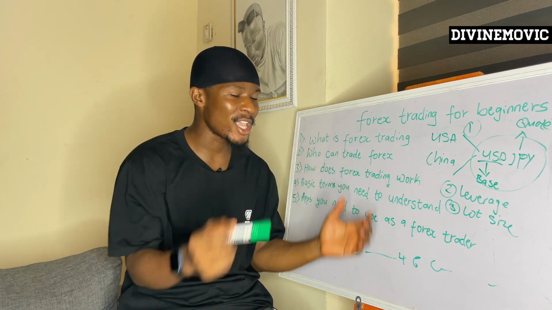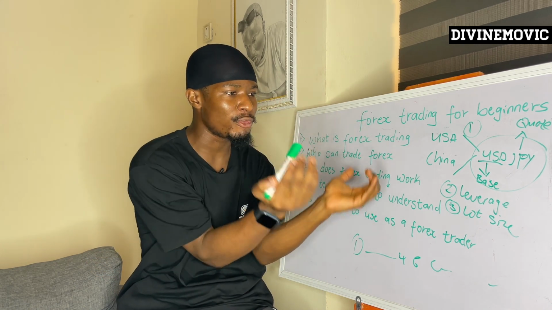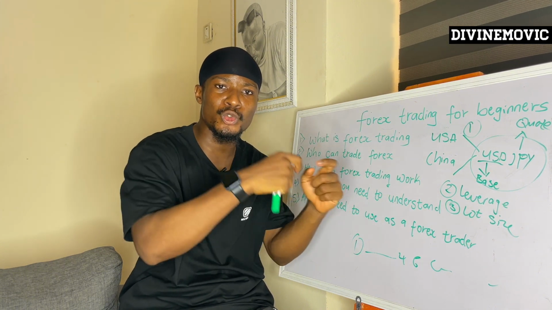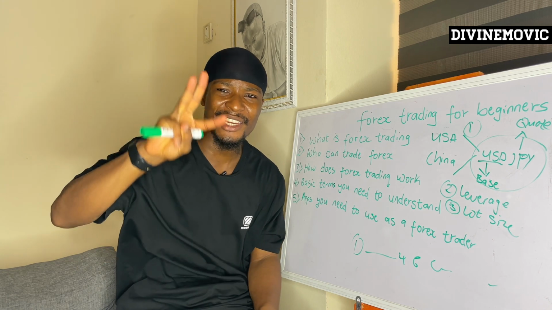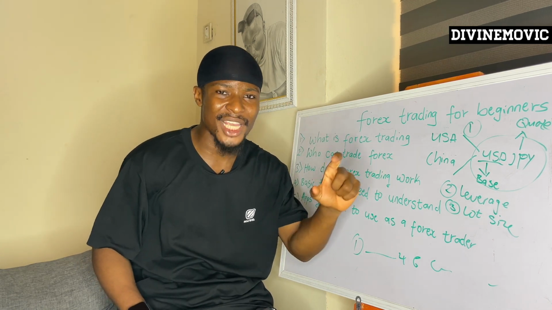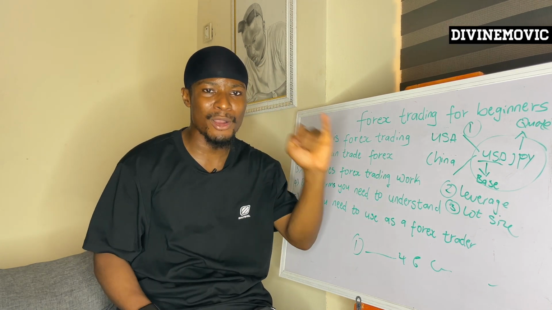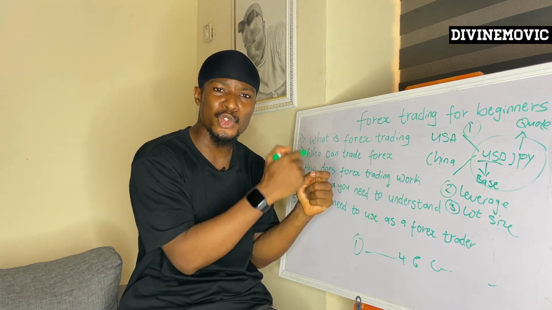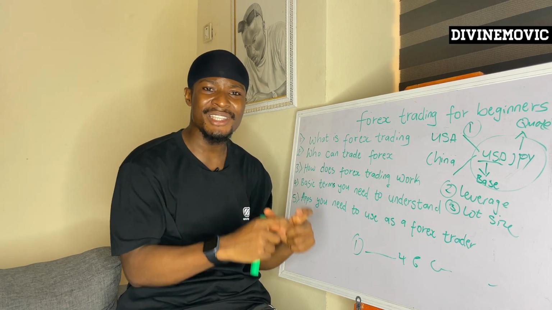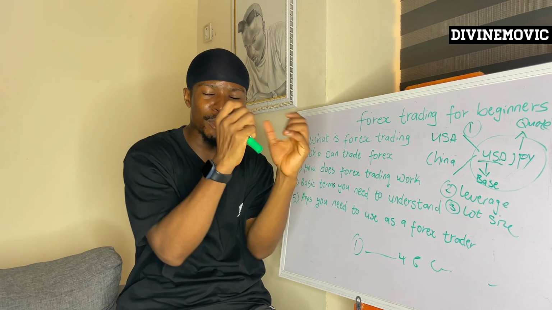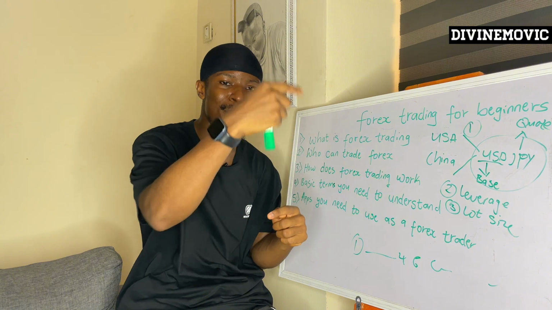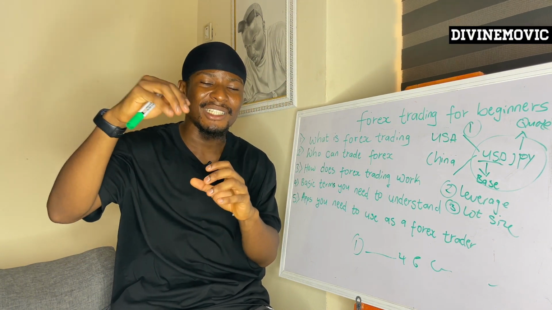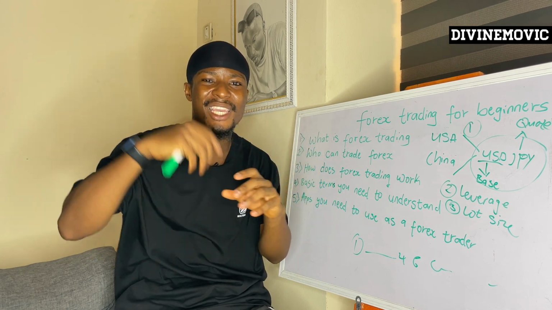Alright? Now, how does lot size work? You're simply using a particular amount of lot size that is going to be worth a particular amount to trade the Forex market. And we'll have 3 types of lot size. We'll have standard lot size, we'll have the mini lot size, and we'll have the micro lot size. That means if you use a micro lot size, you're simply using a smaller amount of lot size to make a particular amount of money. If you're using a mini lot size, you're using an amount of lot size that is bigger than the micro lot size to make a bigger amount of money. Now, if you use a standard lot size, you're using a bigger amount that is bigger than the mini lot size to make a bigger amount of money.